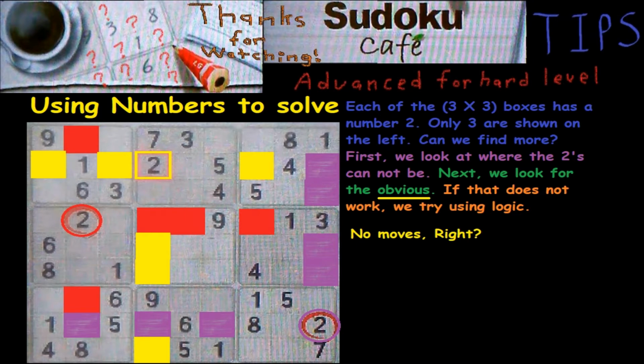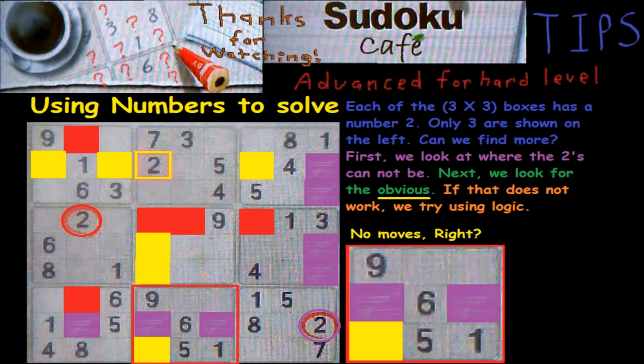In this case, there's not such an obvious move, so there's no moves, right? Well, yes and no. If that does not work, we want to try using logic. More specifically, we're looking at this spot right here. And if you'll notice, I'm going to highlight that and zoom in there, there are only two different spots that a 2 can go. There's this spot right here and this spot right here. Now, if you think on another level, you can extrapolate that. Well, if there's a 2 right there, that means on the left, we're talking about this spot right here.